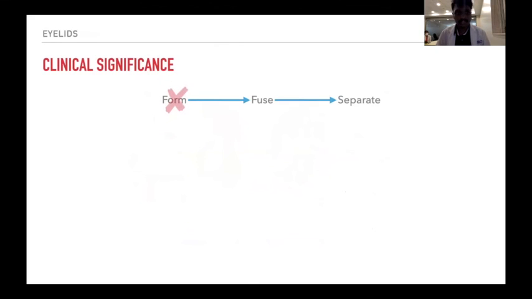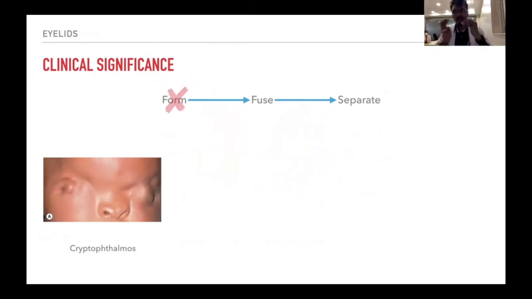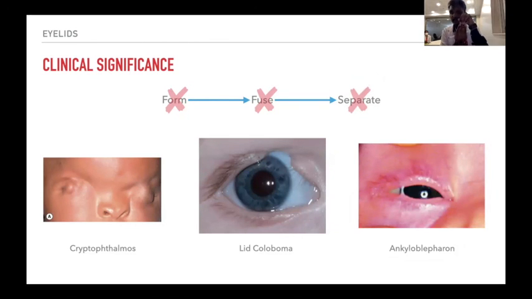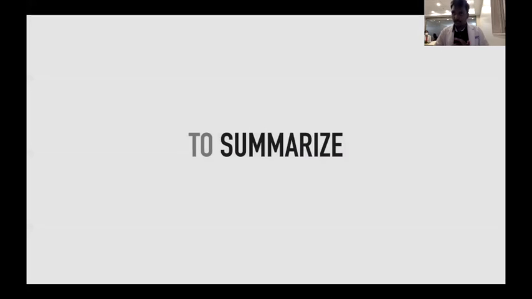Now, what happens if this process gets interrupted? What happens if the formation is gone? We develop cryptophthalmos, because if the eyelid does not separate during embryological development, it stays like that, and the baby is born with a condition known as cryptophthalmos. And if they fail to fuse, if they keep on being separated, they form something known as the lid coloboma. It is actually a kind of misnomer, but let's remember it, because if they fail to fuse correctly, they form colobomas. And if they fail to separate, they are still a remnant, partially open. It's known as ankyloblepharon.